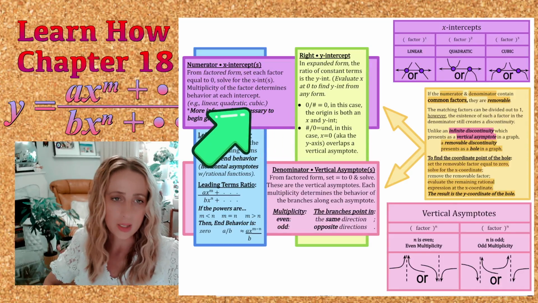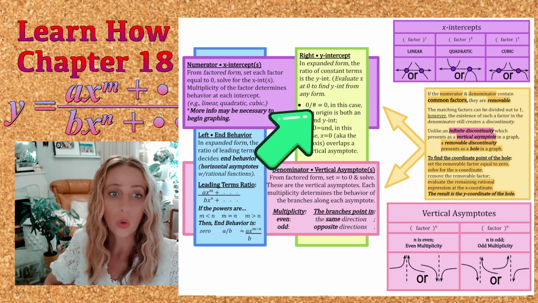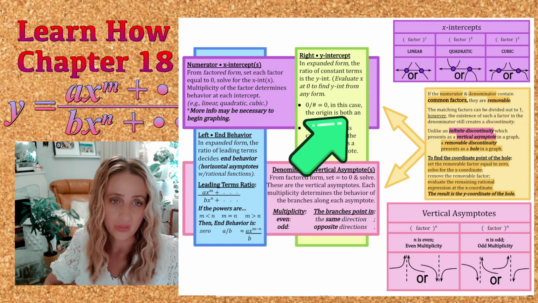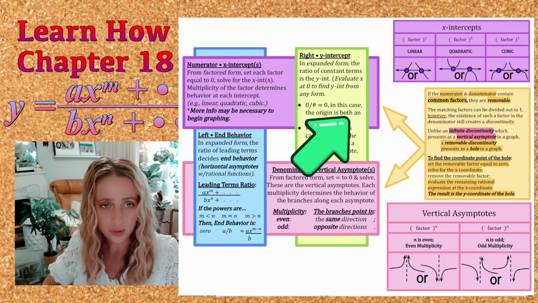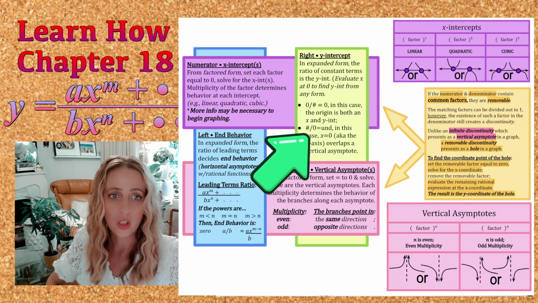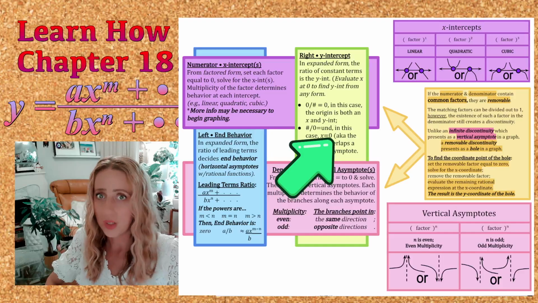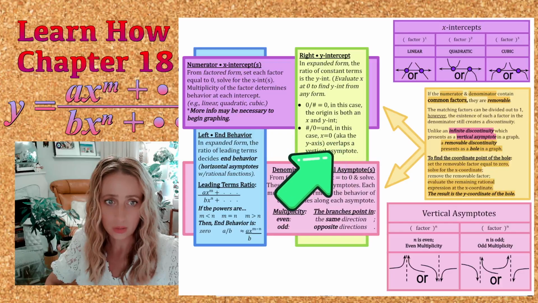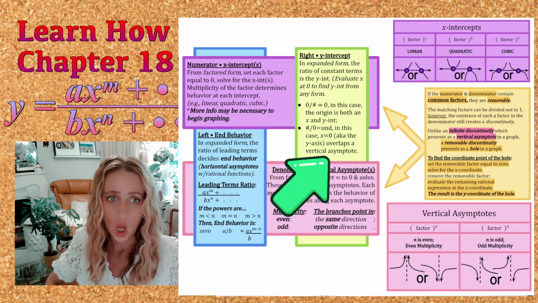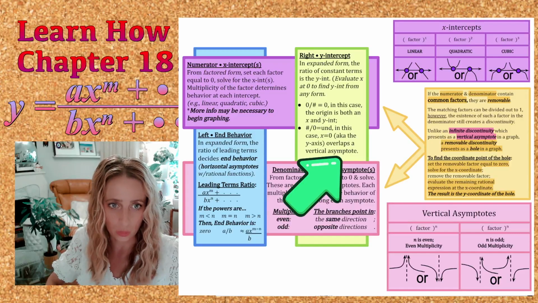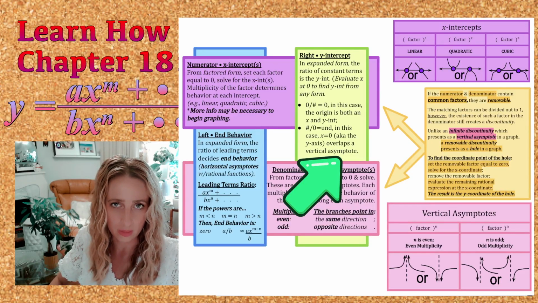But what if it's not in expanded form? What else could happen? If you get 0 over a number, just keep in mind that that is equal to 0, and 0 can be your y-intercept. In that case, it would probably be your x-intercept as well. If you get a number over 0, what does that tell you about your y-intercept? In this case, x equals 0, the y-axis, overlaps a vertical asymptote. So your y-intercept is overlapping a vertical asymptote, so the vertical asymptote wins. Like in rock, paper, scissors, it would win.